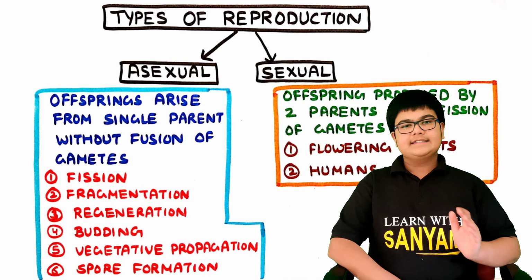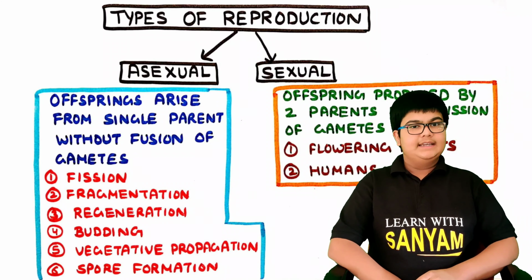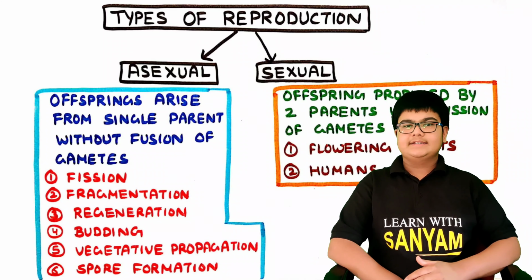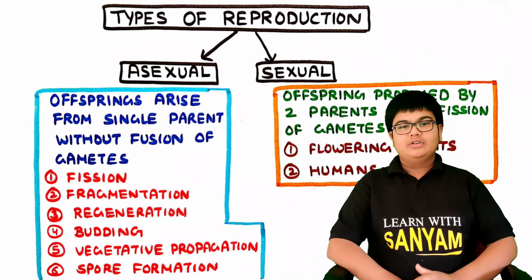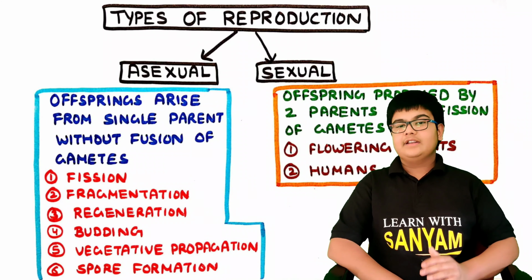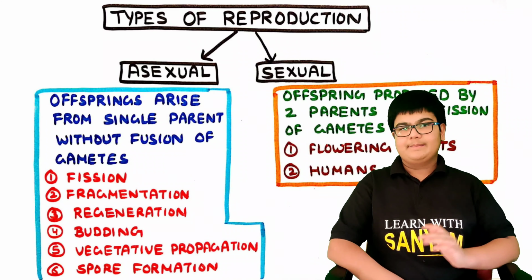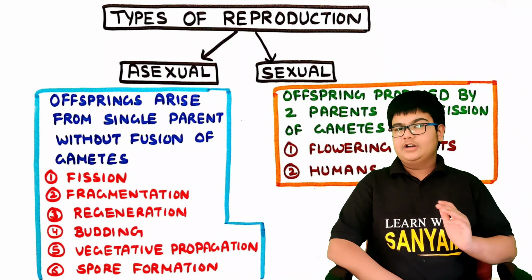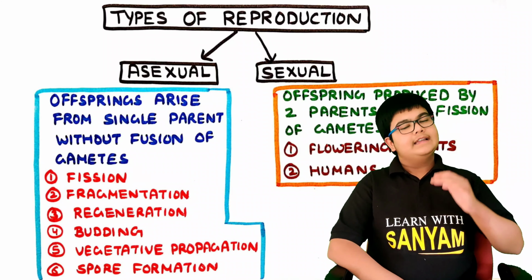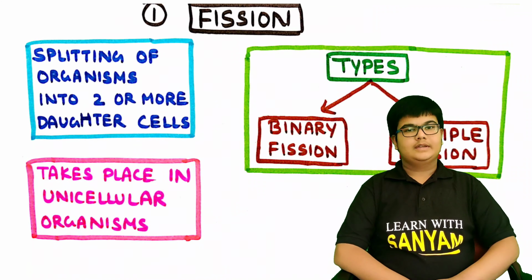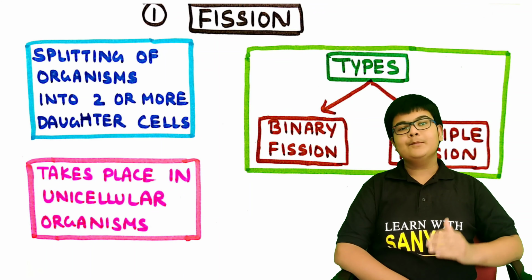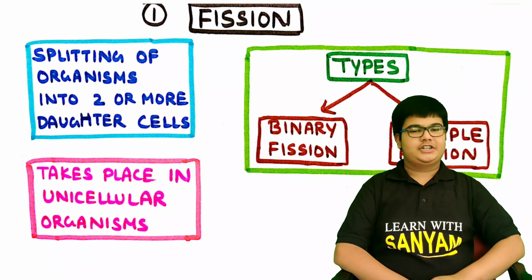I have divided this chapter into 3 parts. In this first lecture, we shall discuss the asexual mode of reproduction. In the second lecture, we shall discuss the sexual reproduction in flowering plants. While in the third lecture, we shall discuss the sexual reproduction in human beings. So let's begin. Let's start with the different modes of asexual reproduction.